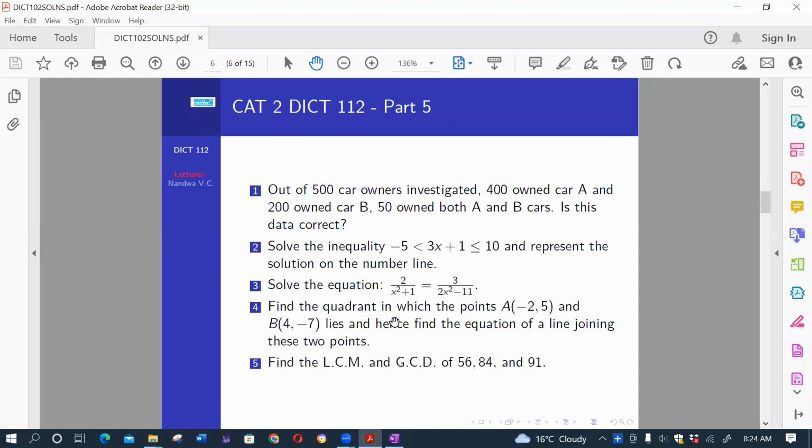So find the quadrant in which points A (-2, 5) and B (4, -7) lie, and hence find the equation of the line joining these two points.